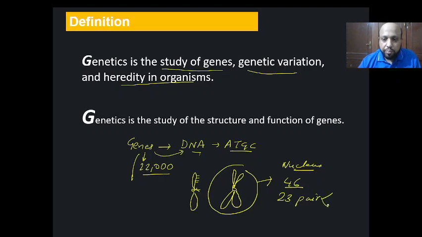Out of these 23 pairs of chromosomes, 22 pairs we call autosomes, or in some places you will also find them called allosomes. And then one pair is called the sex chromosomes. This pair has XX, which defines a female, and X and Y, which defines a male. These are the symbols we use for males and females.